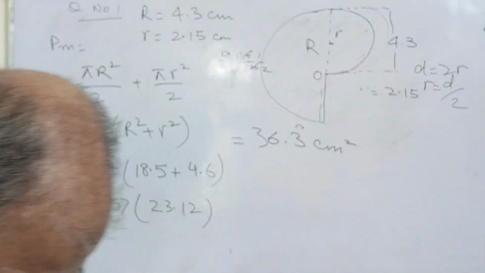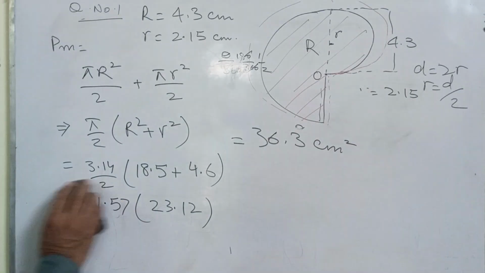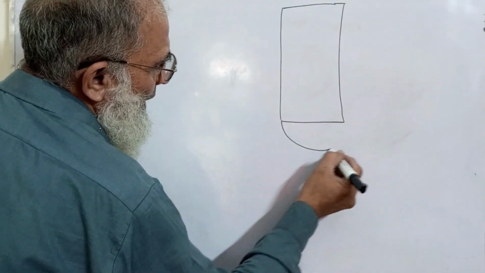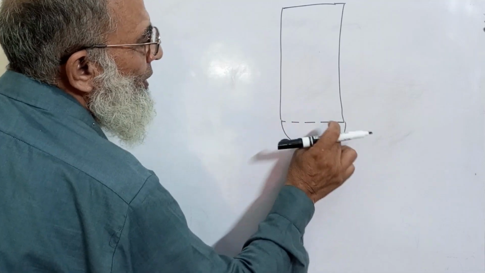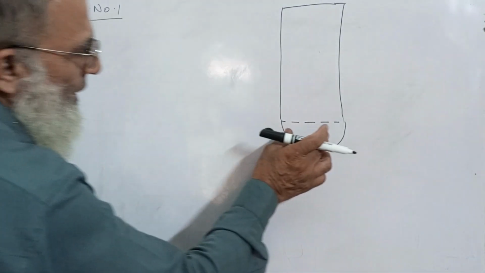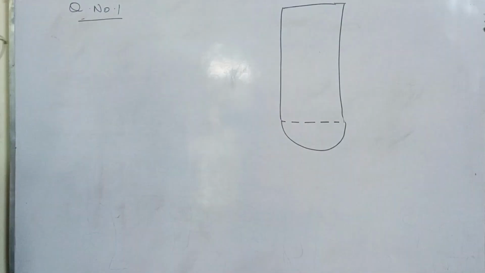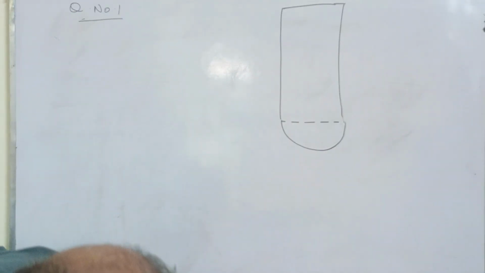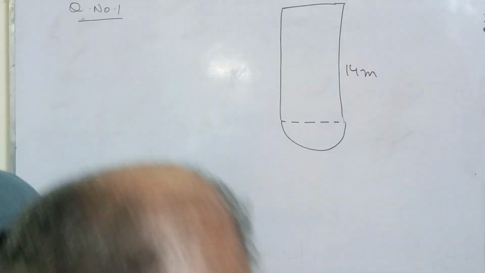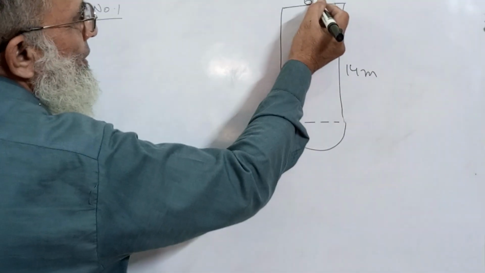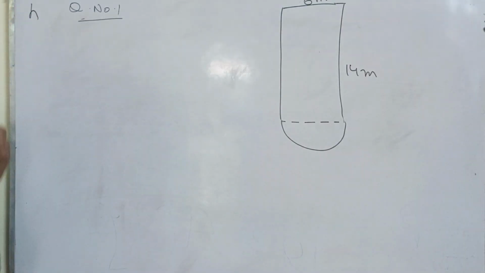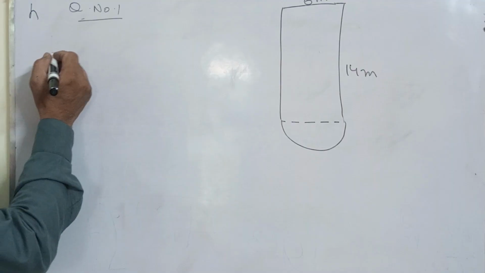And now the last part of the question. Number 1. Last part of question. A rectangle and a half circle. So this line is again dotted, because in perimeter this line will not be considered. So the dimensions are given: 14 meter, and the other is 6 meter. The part is H part. Now for the perimeter.